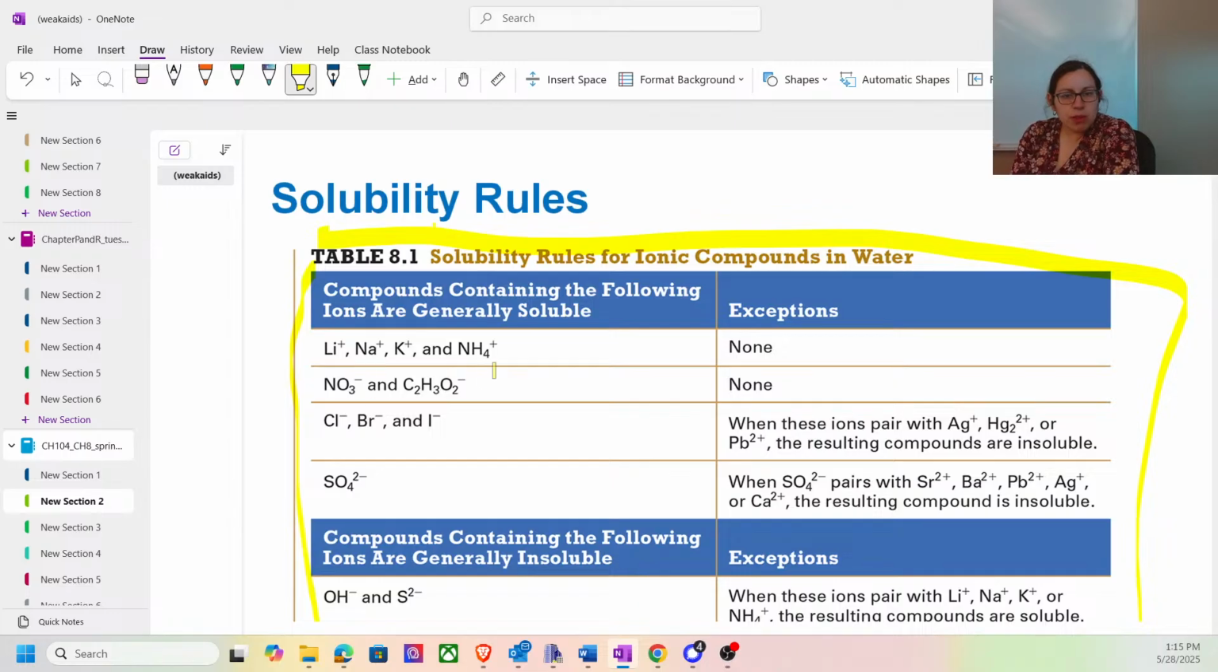And then if we look at nitrates and acetates, remember this is acetate here, that organic one that's written in a bunch of funny ways. Those are always soluble, and you can think of silver nitrate as an example, which is given to you in a bottle during lab.